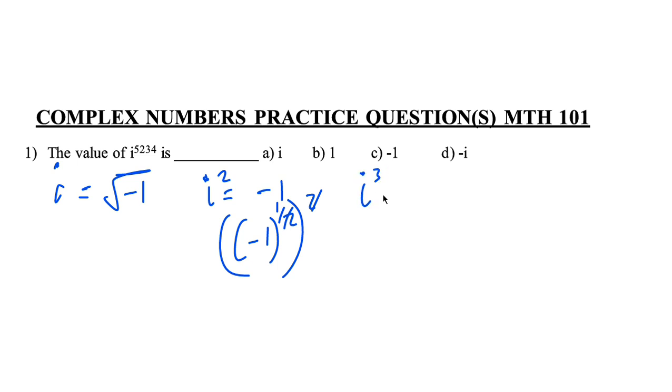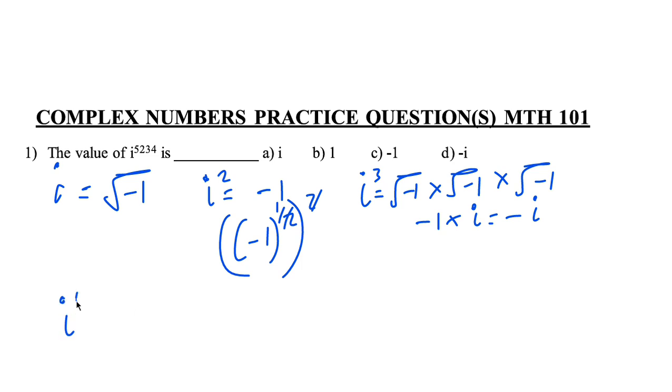Then i raised to the power 3 will be equal to square root of minus 1 times square root of minus 1 times square root of minus 1. Remember, minus 1 times minus 1 is what? Minus 1. And square root of minus 1 is i. So minus 1 times i will leave us with minus i.